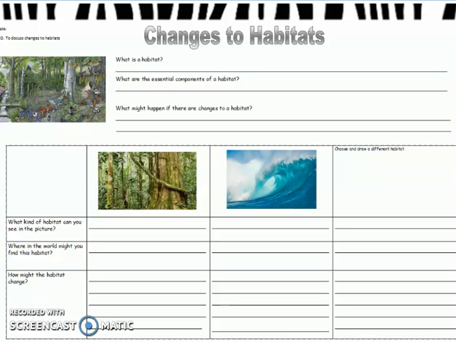Now today in your pack you've got a sheet that looks like this. It asks you some questions about habitats and then it gives you 2 new habitats to think about. Think about what kind of habitats these are, where you might find them in the world. Which animals might live there? You might want to do some research in a book or on the internet to help you with this. And then think how the habitat might change. Once you've finished that, you can choose a habitat of your own and answer the questions in the table.